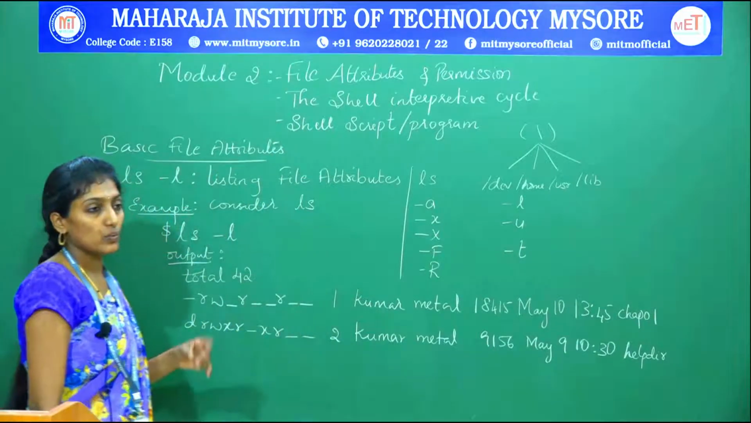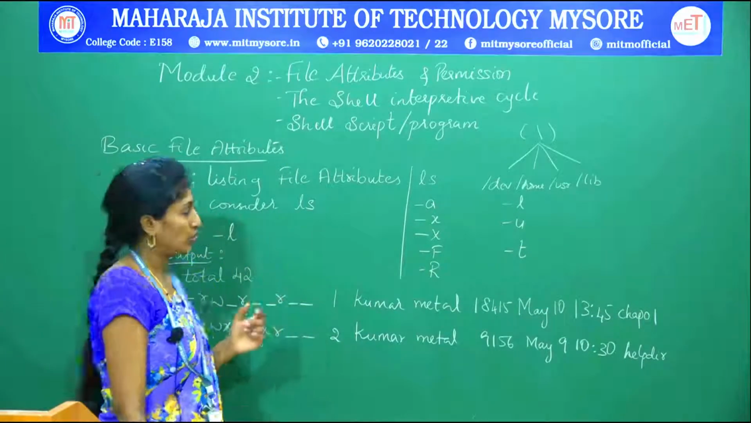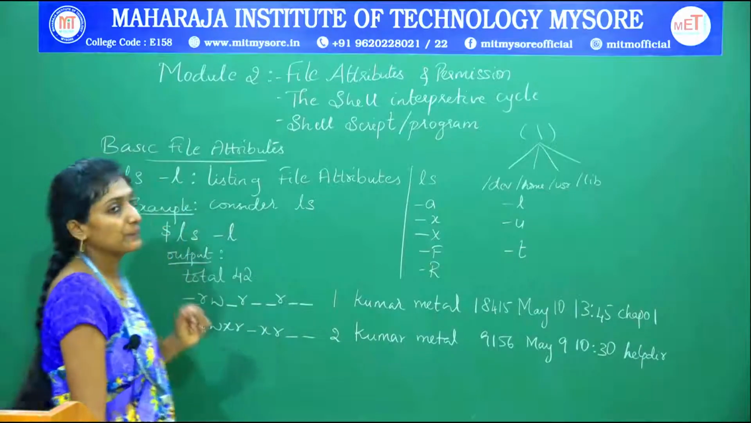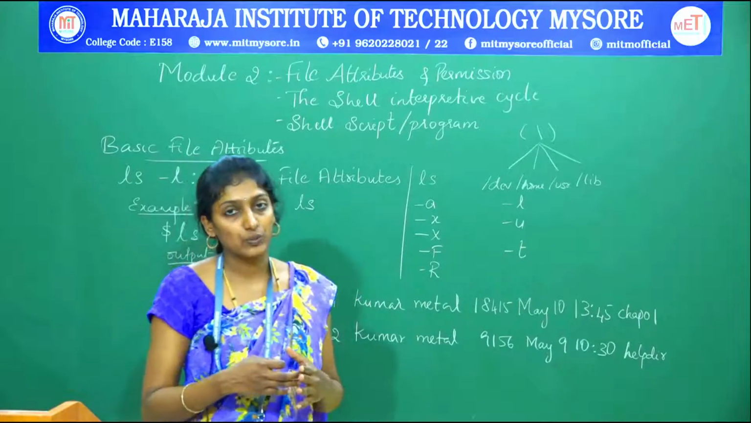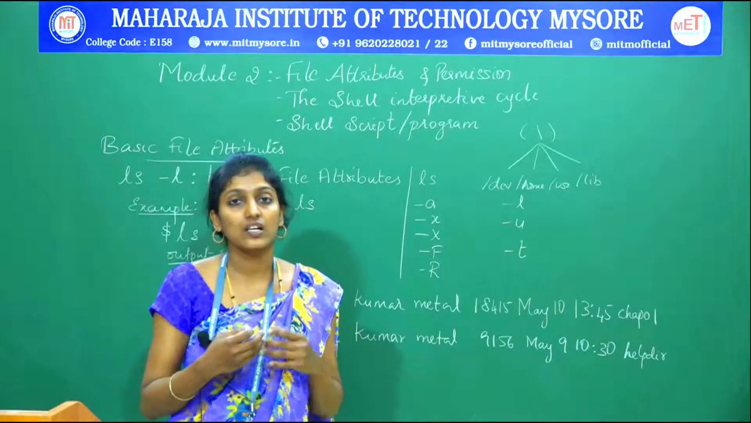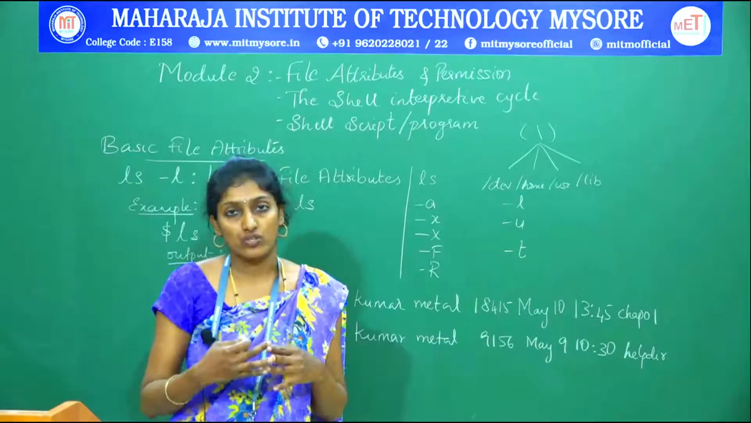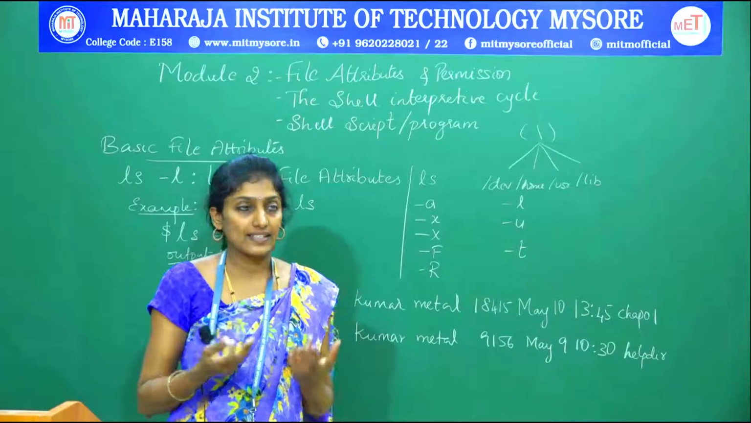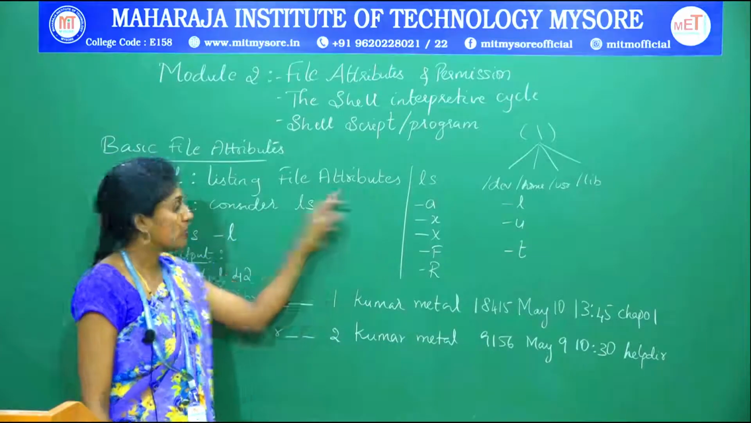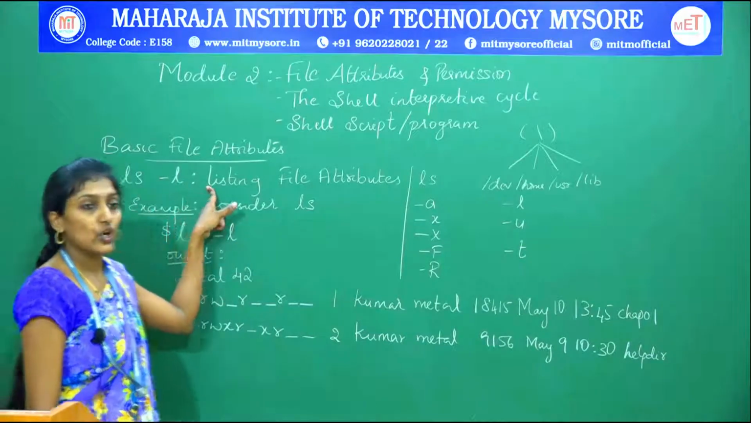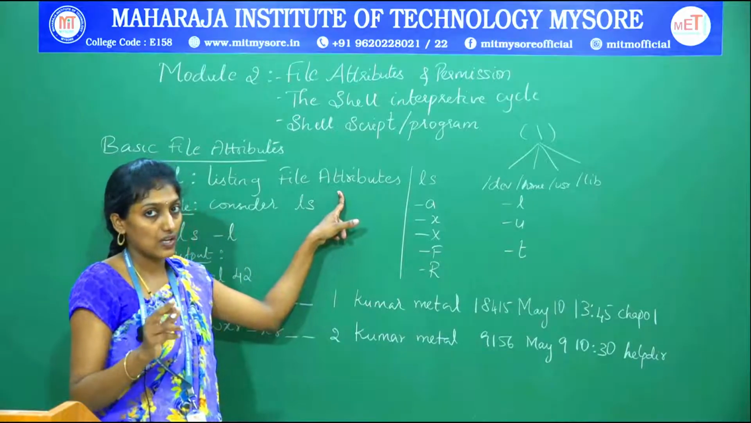So these are the 3 chapters we are going to discuss in module 2. Let us come to the first chapter of this module 2, that is basic file attributes and permission. In this chapter, we are going to discuss a continuation of the ls command, with the -l option. As I have mentioned on the board, ls -l is going to list the file attributes in a long listing.